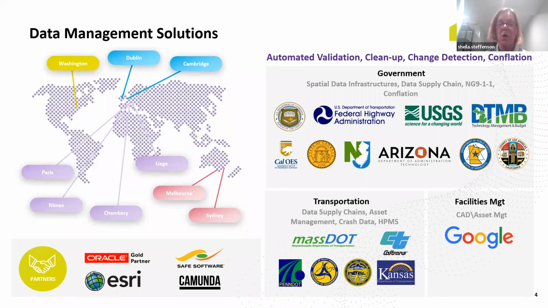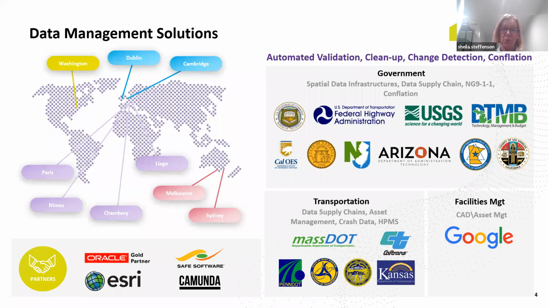And this is just a small example of the number of different clients in the different areas that we work in. We are very focused in government and doing a lot of efforts within spatial data infrastructures and next generation 911 and just overall data quality and data integration solutions and data supply chain solutions. And we continue to work with Census as well as other federal entities such as USGS. And then we also are working quite a bit in the transportation space, as you see here, there's Kansas, there's Massachusetts DOT, there's Alabama DOT, Arizona DOT, Caltrans, and a number of other ones.